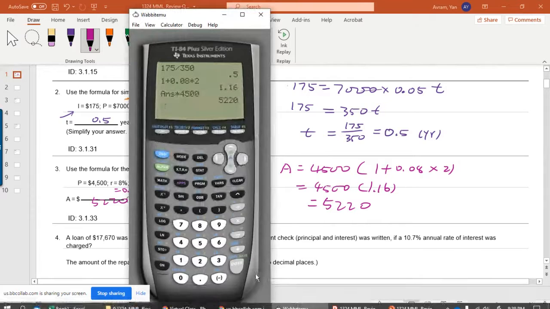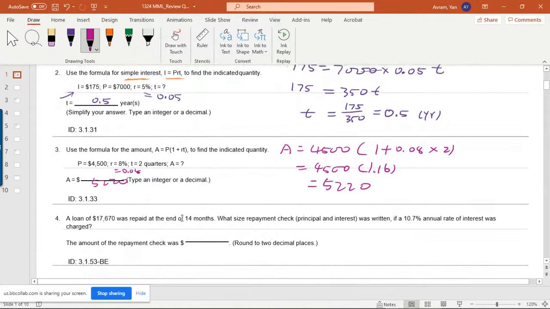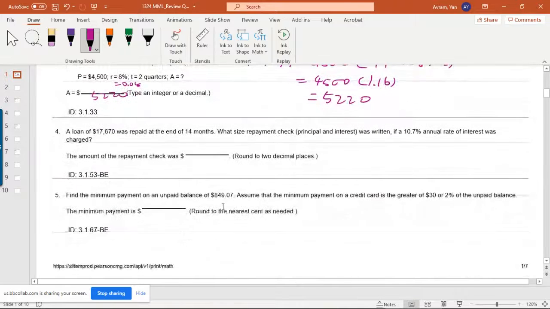All right, let me go ahead and double check the calculation. 8%, 0.08 times 2 is 0.16, plus 1 is 1.16 times 4,500. Yeah, that's right. Okay, I think the book answer is a little bit incorrect in here, but this is the correct answer. Just double checking. All right.